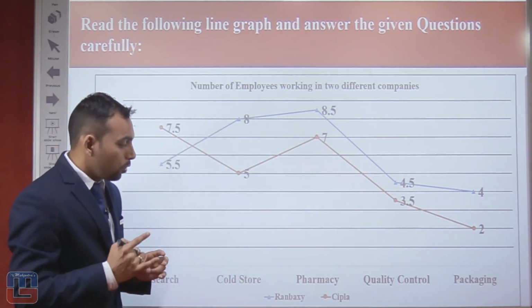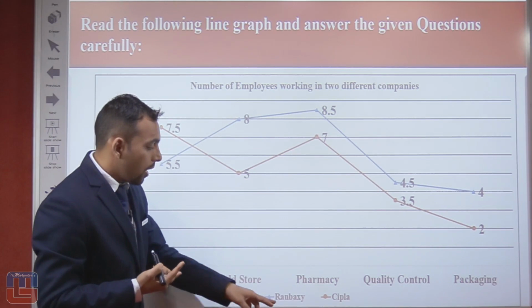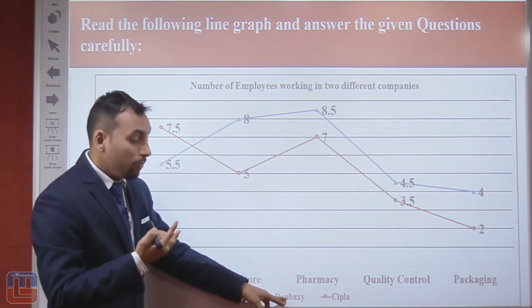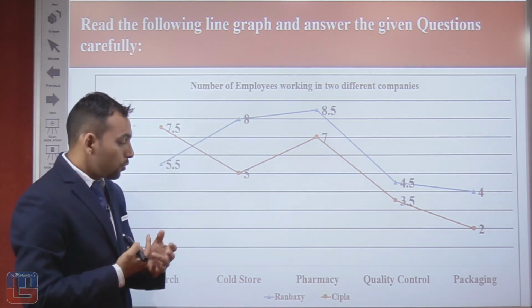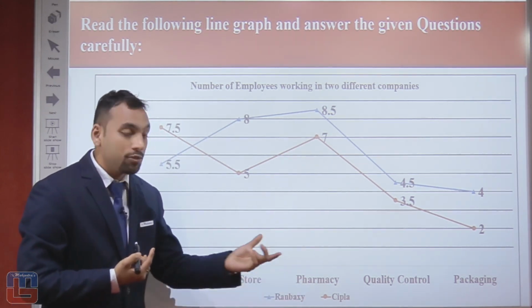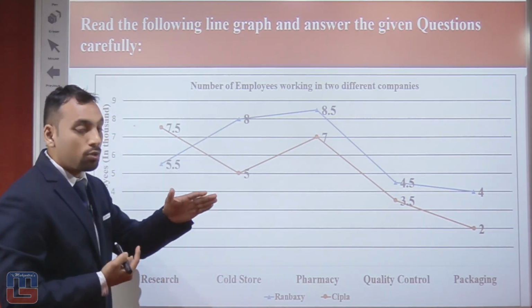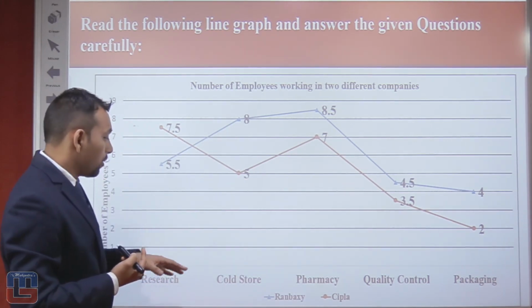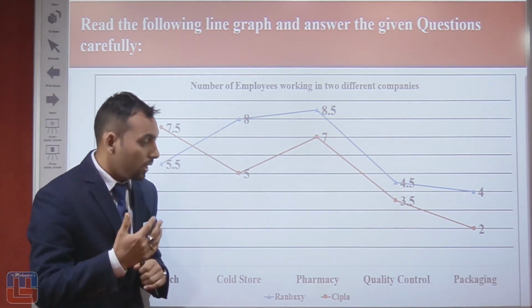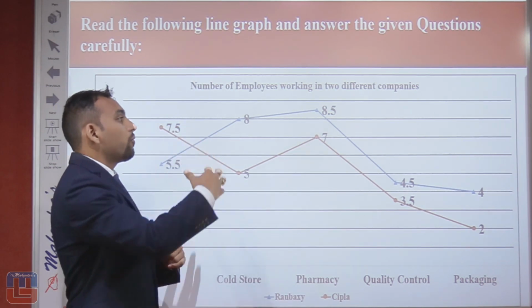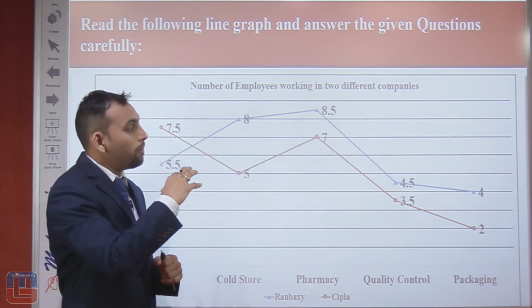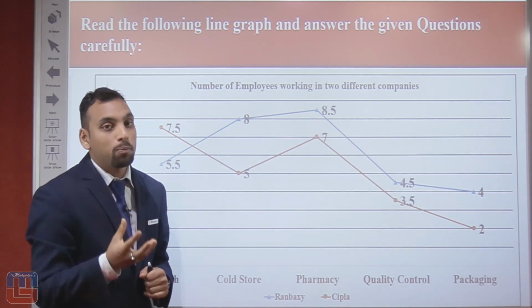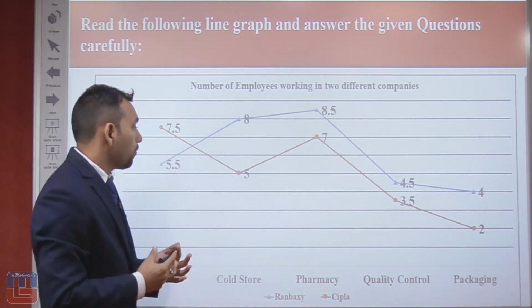And the two different companies we have here are Ranbaxy, a very famous medicine company, and Cipla. So basically two companies we have, Ranbaxy and Cipla, and these are the departments of the company: research, cold store, pharmacy, quality control, and packaging. And we have the number of employees in thousands. So this is the line graph we have been given, and on the basis of this data, let us see what questions can be expected. Let us see the first question.